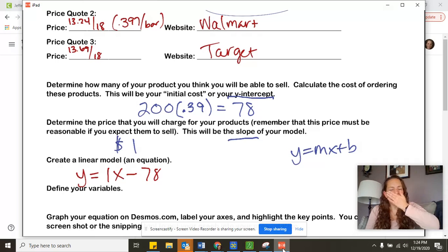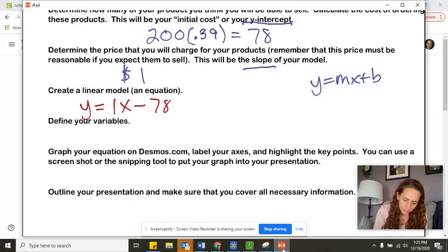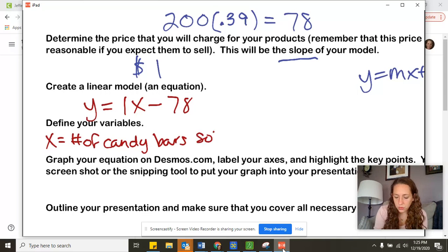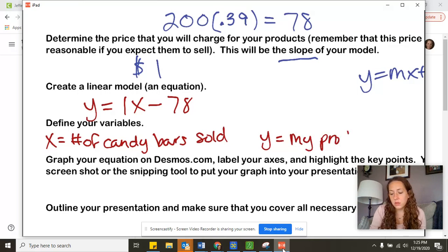So defining my variables, I have to say what x and y are. In general, if I'm doing 1 times x, 1 is how much I'm selling it for. X is going to be the number of candy bars sold. Okay. Y is going to be my profit, so how much money I get to make for my charity.